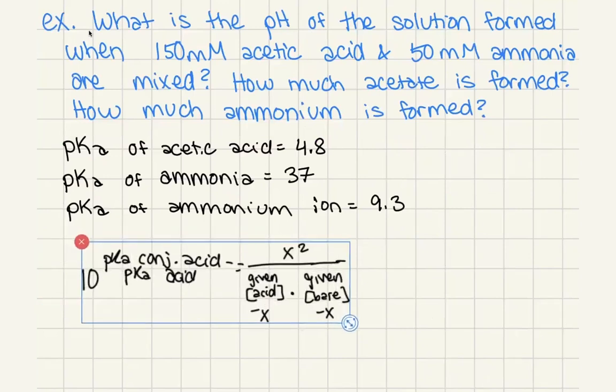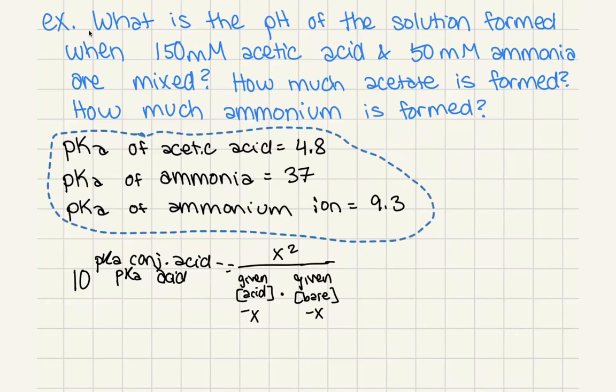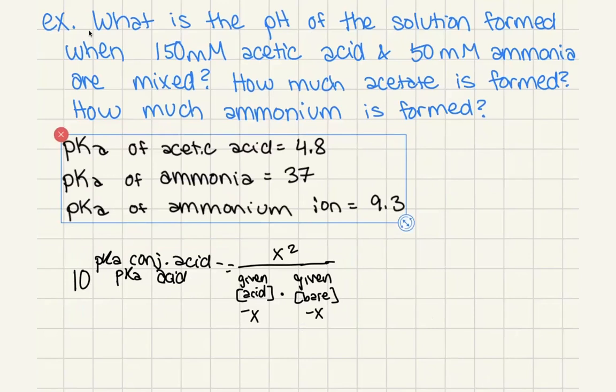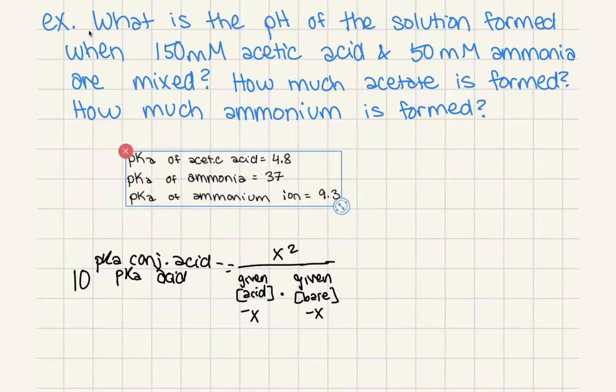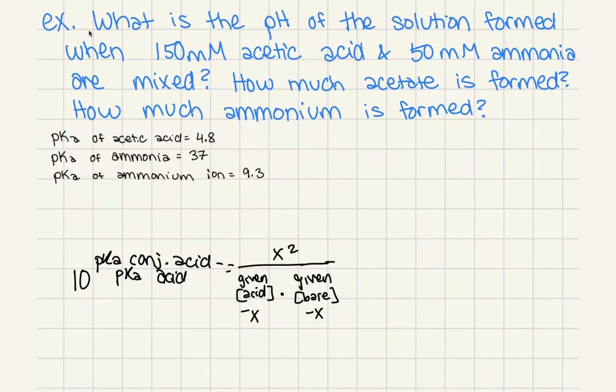The question is, what is the pH of the solution formed when 150 millimolar acetic acid, so that's what we were just dealing with, but now instead of dissolving it in water, we're mixing it with 50 millimolar ammonia. And the question is, how much acetate is formed and how much ammonium ion is formed.